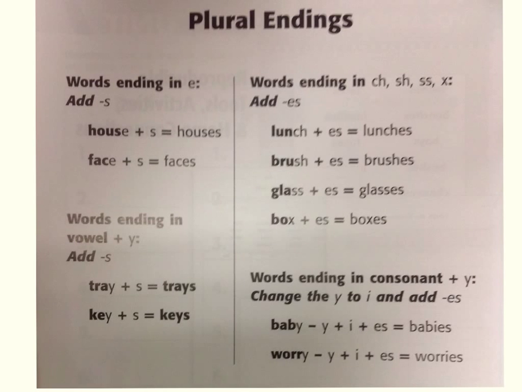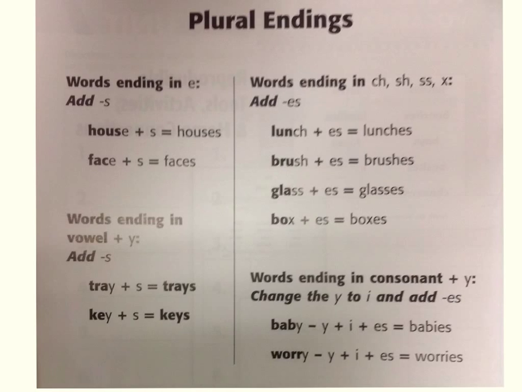This week we will be learning how to form plural endings. Remember that plural endings tell you that there's more of one of something. Here are the rules that we'll be learning this week. Words ending in E, we add an S. So house ends in an E, we just add an S and it turns into houses.